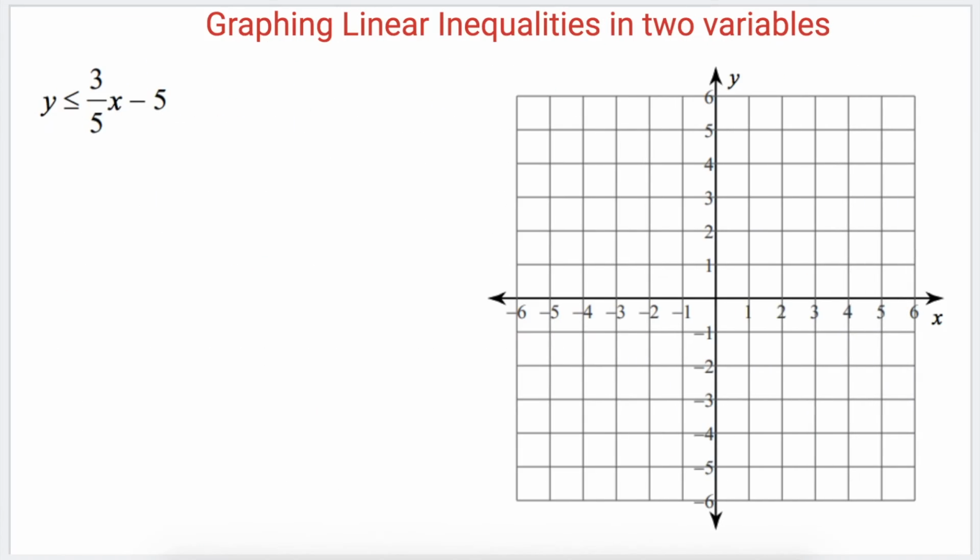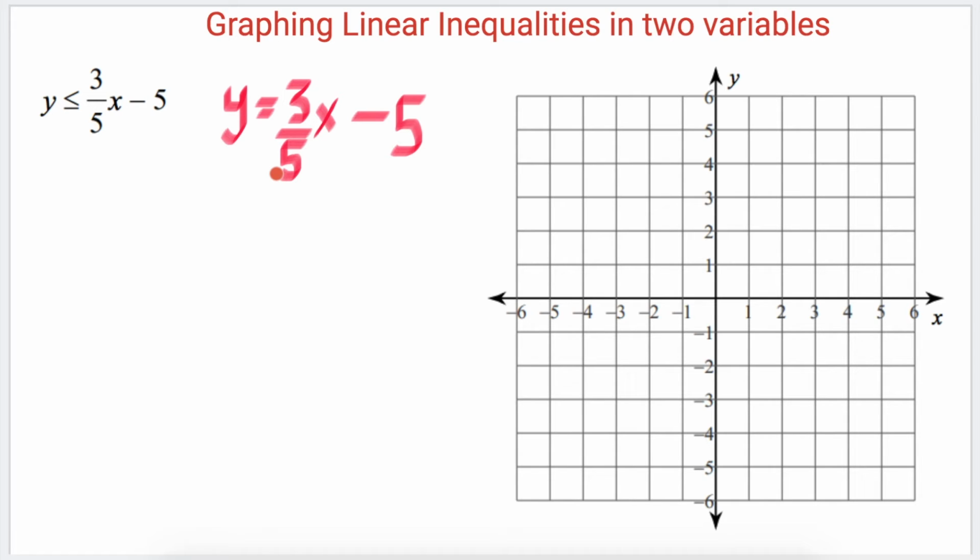The first example we're going to look at involves graphing linear inequalities in two variables. Our inequality is y is less than or equal to 3 over 5x minus 5. So the first thing that we're going to do is try to graph only an equation from this inequality, so y equals 3 over 5x minus 5. Once we have the equation, we will graph the inequality later on.